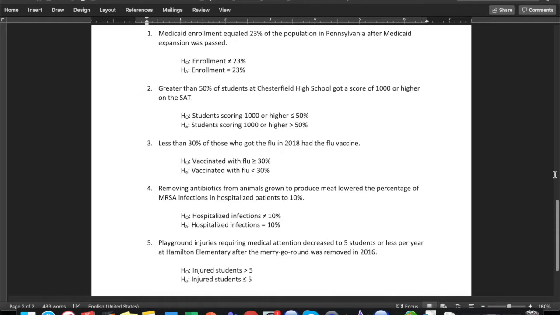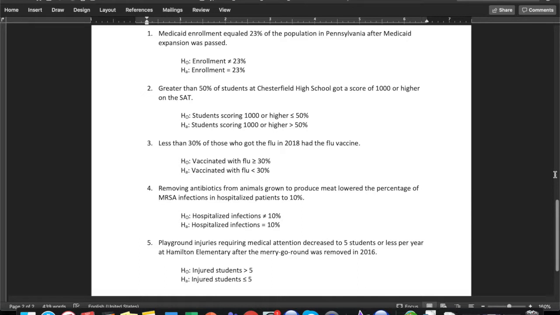And here's an example of the greater than or less than. Greater than 50% of students at Chesterfield High School got a score of 1,000 or higher on the SAT. So students scoring 1,000 or higher is less than or equal to 50%. That's the null hypothesis we're assuming. Students scoring 1,000 or higher being greater than 50% would be the alternative hypothesis.